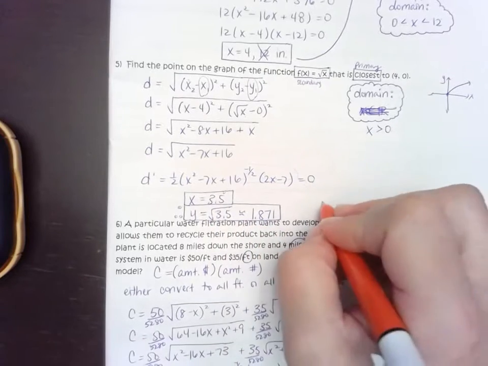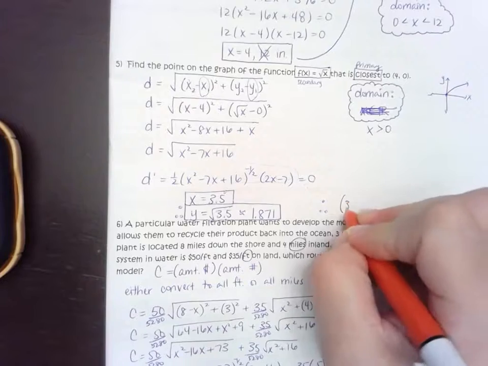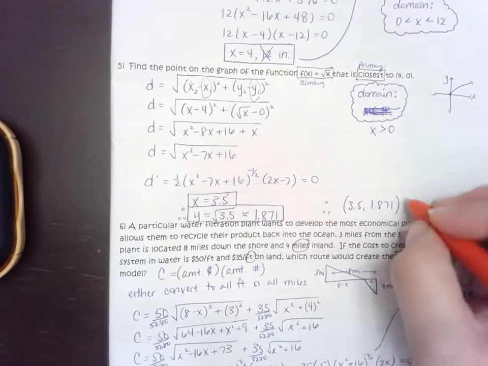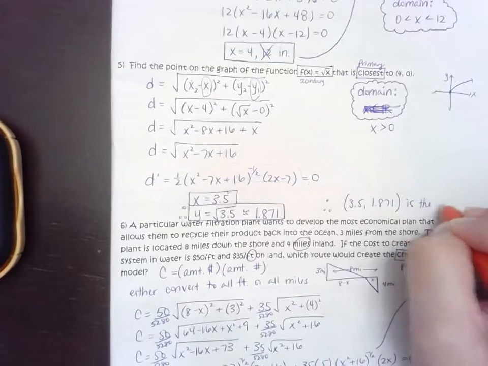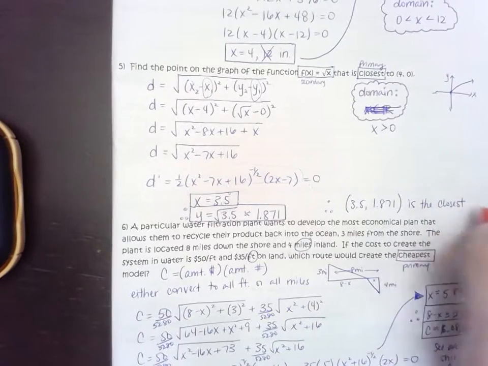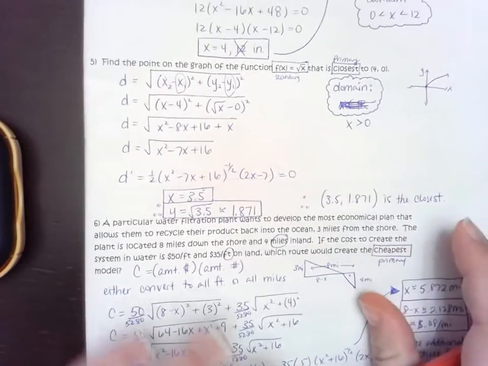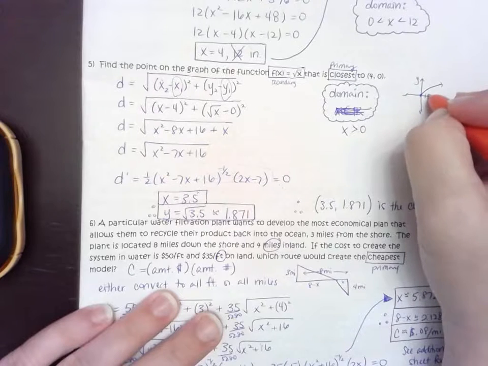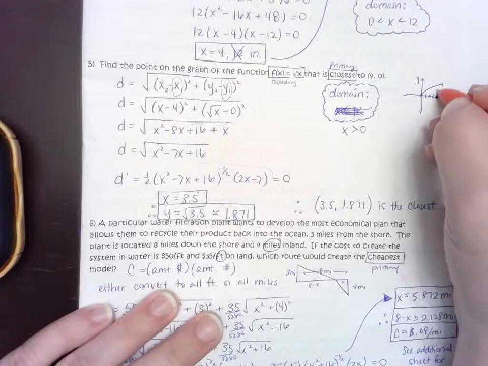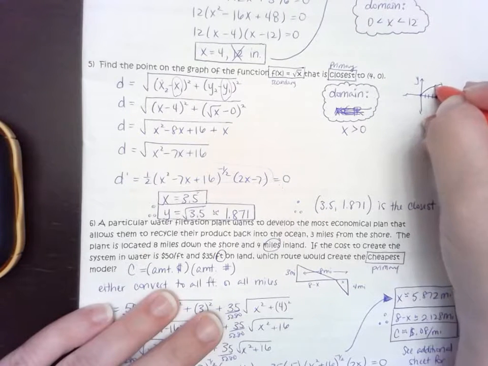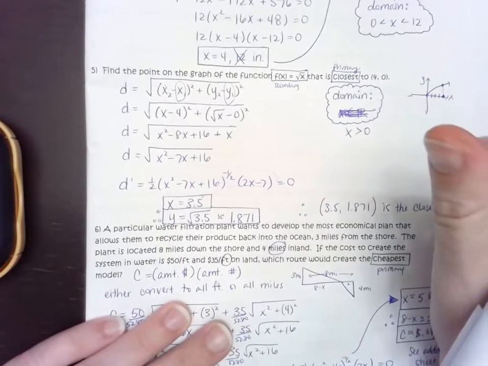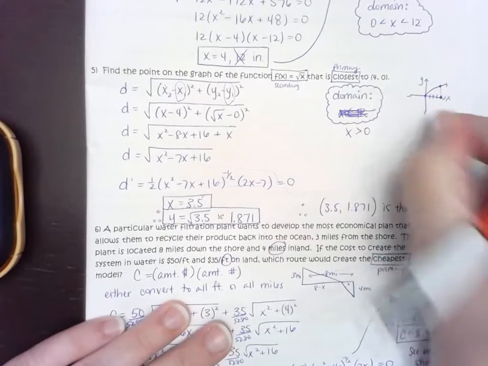So the point 3.5 comma 1.871. Now, of course, that's not exact, but it's an approximate, and it is closest to the point (4, 0). (4, 0) would be here, and 3.5, square root of 3.5 would be right here. So we're saying that this distance is the most, or is the least, out of all the points compared to that (4, 0).